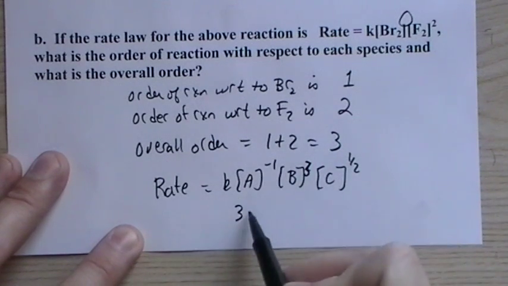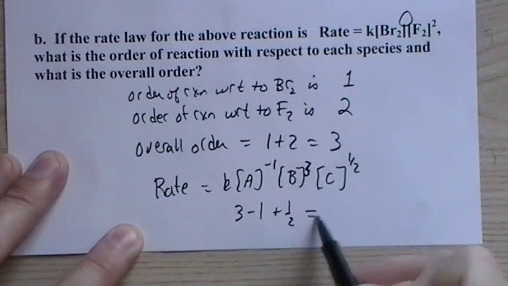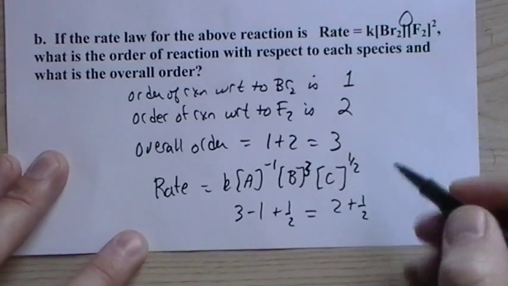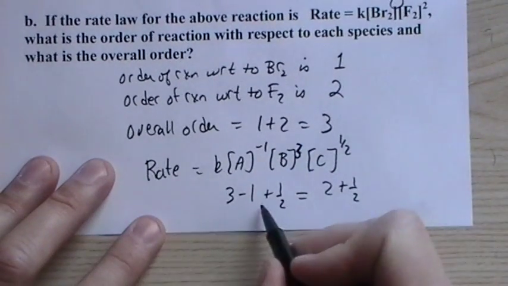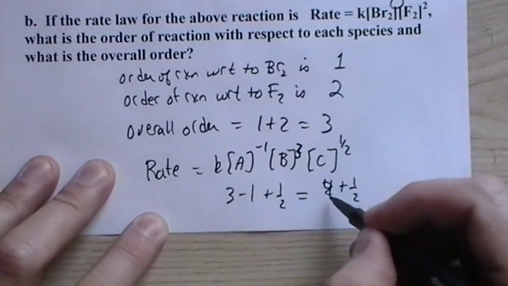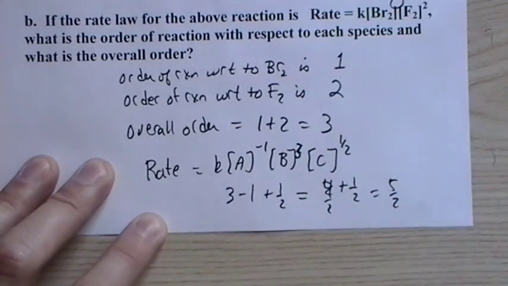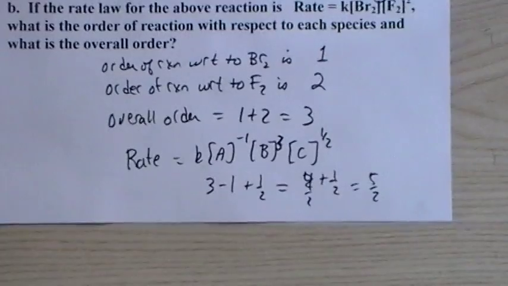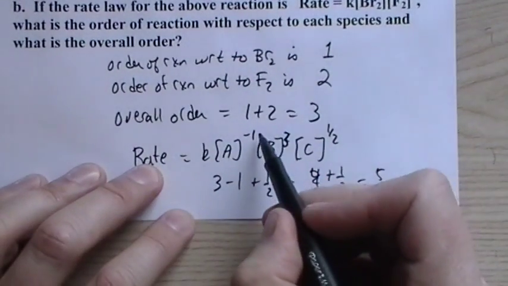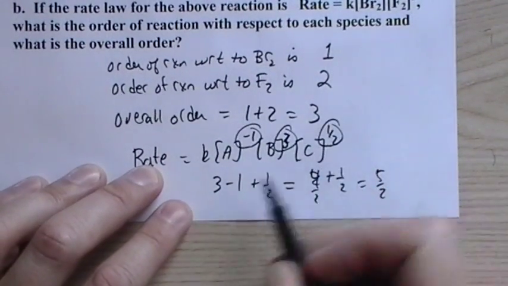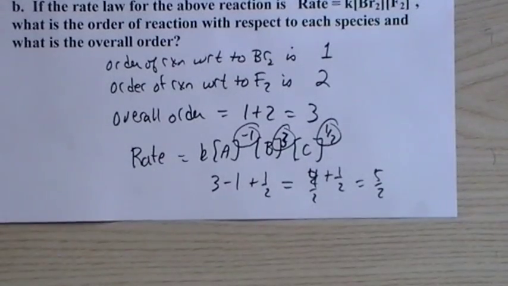1.5. It's going to be 3 minus 1 plus 1/2. So that's 2 plus 1/2. What did I say? So that'd be 2. Yeah, glad I did it out. So the 4 halves. So actually it'd be 5 halves. Those fractions can get a little tricky. That's the overall. So the order of each species, look at its exponent. Overall, add them up. Done. That's all that there is to it.